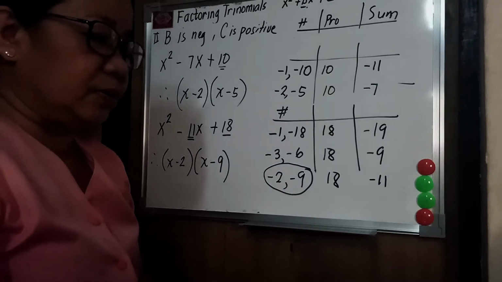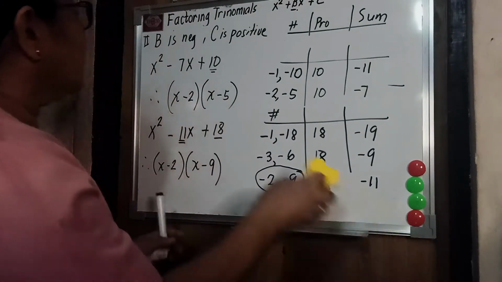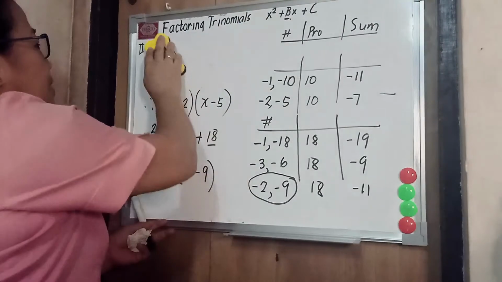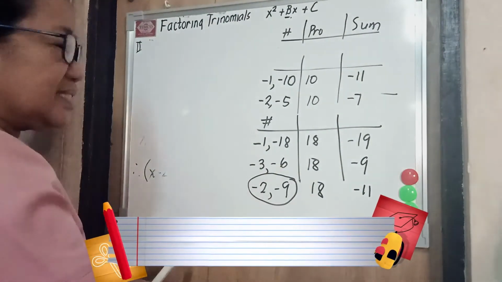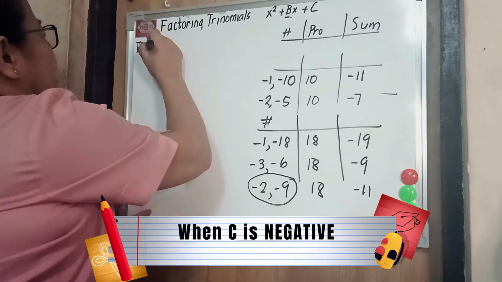Then let us go to the third condition. Condition number 3 is when c is negative.